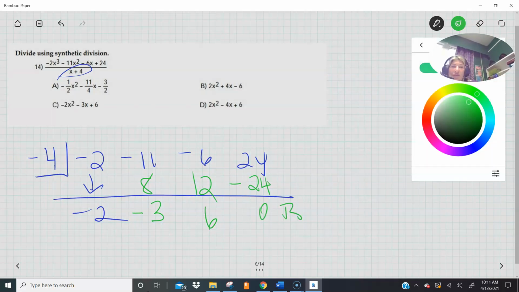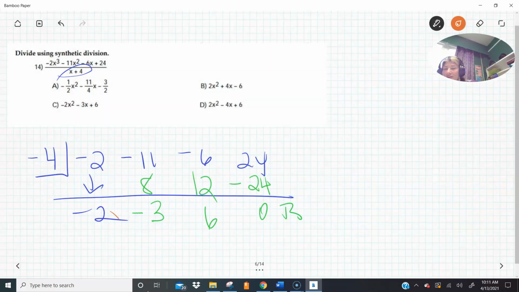That gives me a remainder of 0. To get your coefficients, you are again using that depressed polynomial. If this was an x cubed, then this is going to be x squared and an x and then no x at all. Negative 2x squared minus 3x plus 6. The best answer for 14 is C.